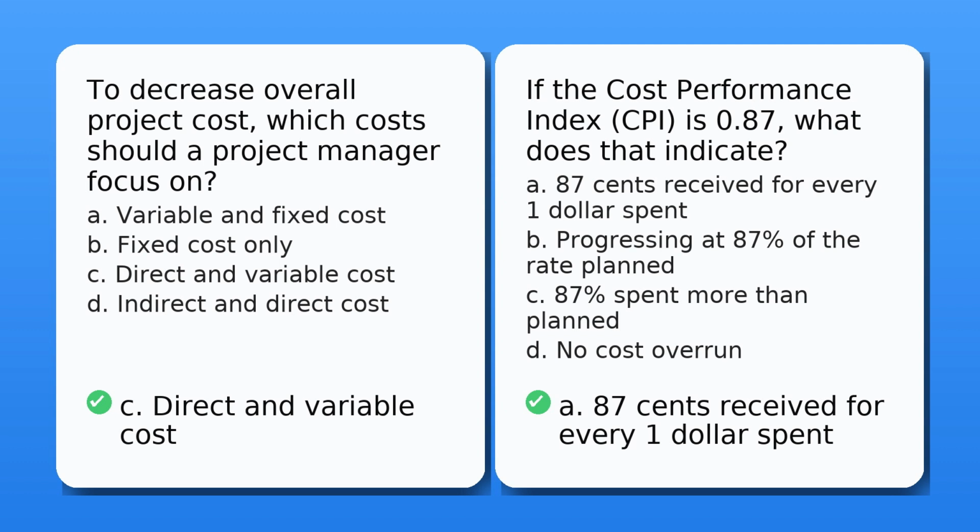Let's recap today's key insights. To reduce cost, you need to focus on direct and variable cost, the parts of the budget you can actually influence. The CPI of 0.87 means your project is spending more than it is earning in value. Time to tighten up cost control.